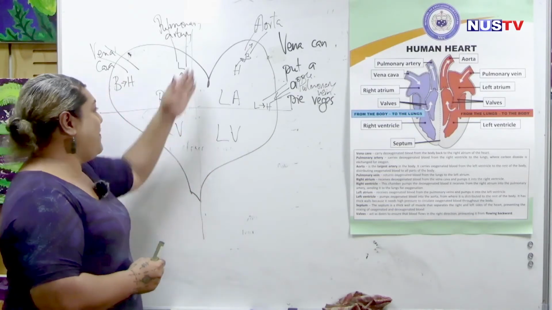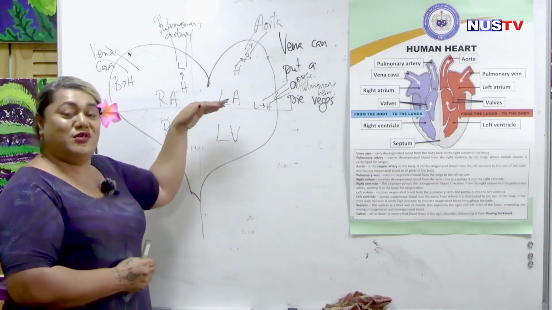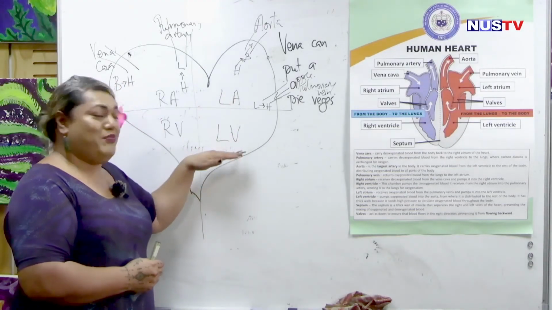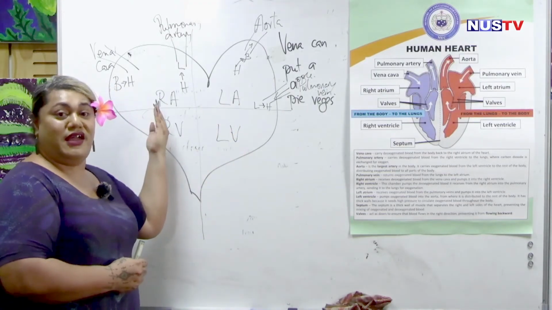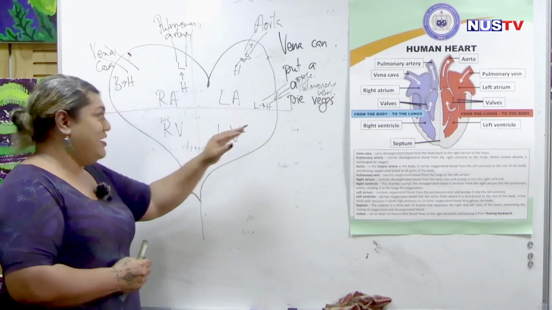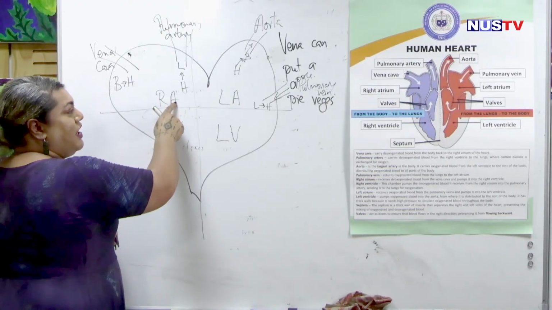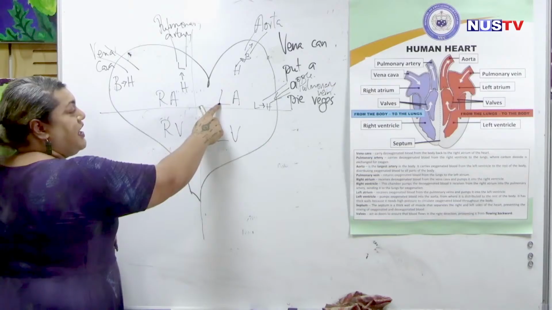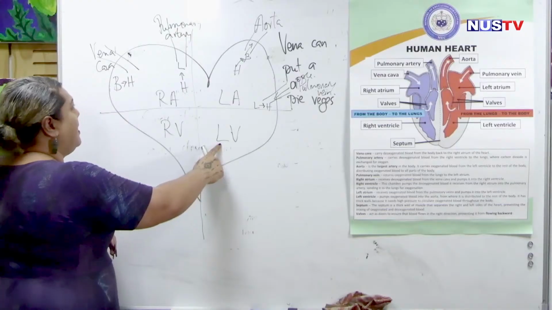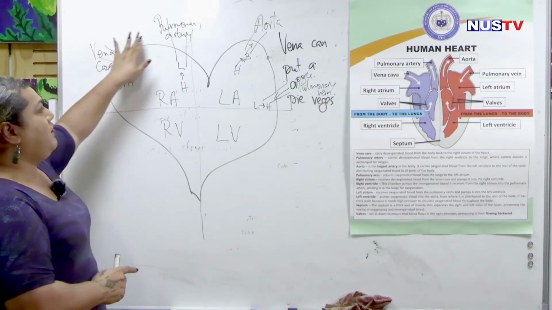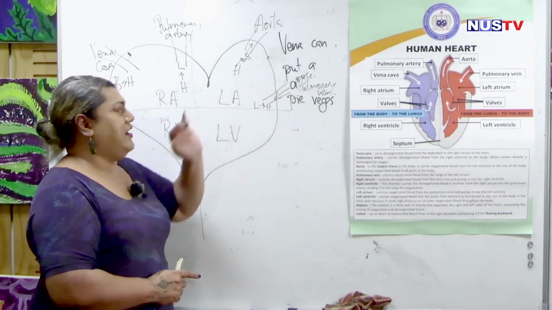I already remember that the heart has what? 4 chambers. Right atrium, left atrium. Right ventricle, left ventricle. Vena cava, pulmonary artery, aorta, pulmonary vein.